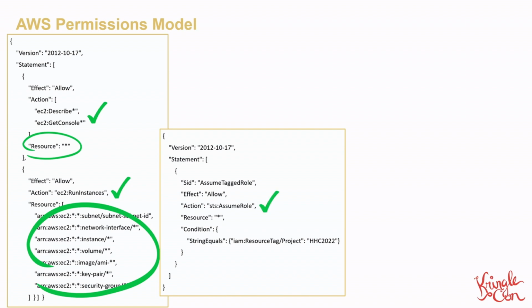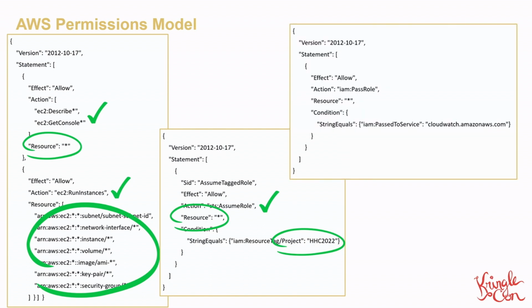So we're going to allow you to assume role for any resource as long as it is tagged HHC 2022. So maybe we have a terminal or some crazy elevator that we need you to impersonate to do some testing. This, when attached to your identity, will allow you to assume the roles of those resources and then see how they work.